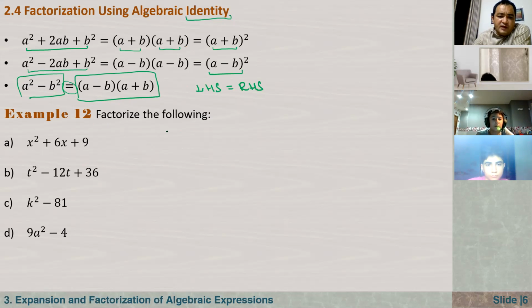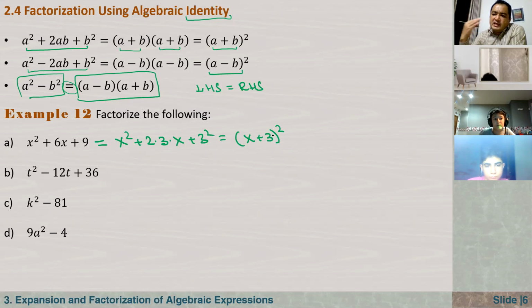All right. So factorize the following. From here, if you recognize this, I can write it as x squared plus 2 times 3 times x. And here we have 3 squared. As you see here, it's just a perfect square. I can just write it as x plus 3 squared. This x plus 3 squared means x plus 3 times x plus 3. It is in factorized form, right?